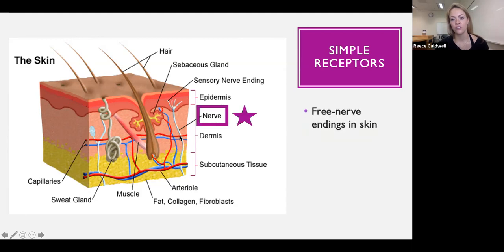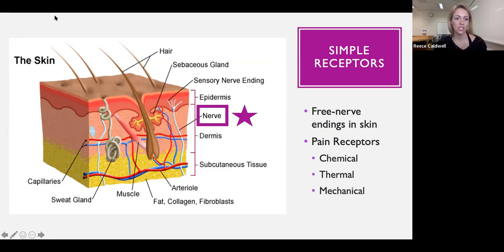So this nerve ending is normally called a free nerve ending in the skin, and that is our simple receptor. You can see that there with those long dendrites. Here you can see a complex receptor, but again, those free nerve endings are our pain receptors. We have 3 types of pain receptors scattered throughout the skin: chemical pain receptors, thermal pain receptors, and mechanical pain receptors.